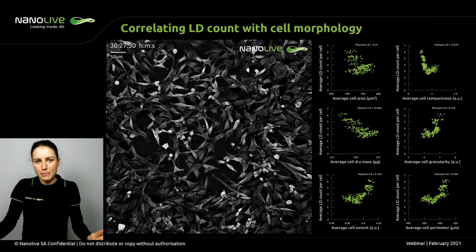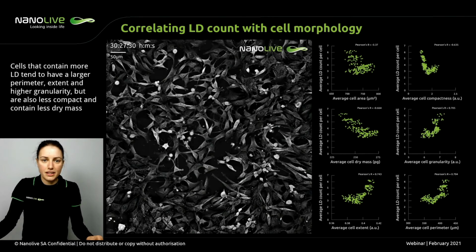It's important to remember that with correlations, this does not equal causality. So this simply allows us to describe what an average cell looks like. Our data from this experiment then suggests that cells that contain more lipid droplets have a larger perimeter, a larger extent, and a higher granularity, but also tend to be less compact and contain less dry mass. This last finding is particularly interesting.